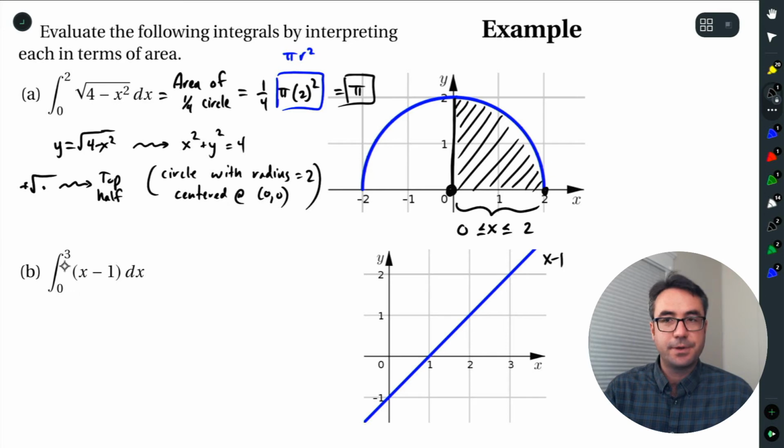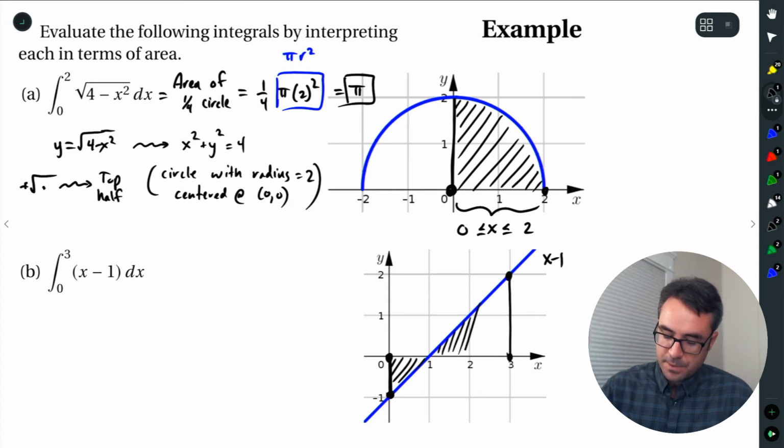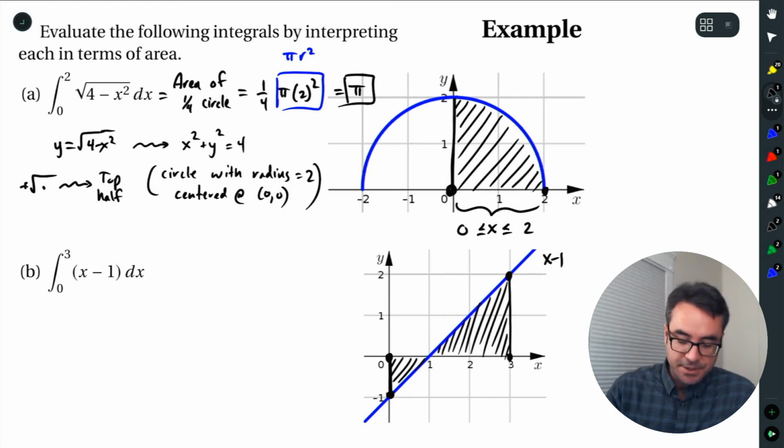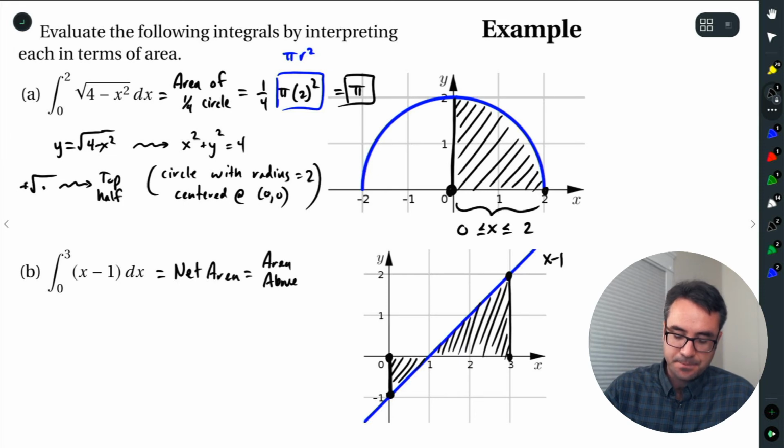We're going from 0 to 3. So that means starting at x equals 0 and going till x equals 3. And so we're looking at this shaded region, conceivably. And by calculating this definite integral, this is just the net area, which is the area above the x-axis minus the area that sits below the x-axis.